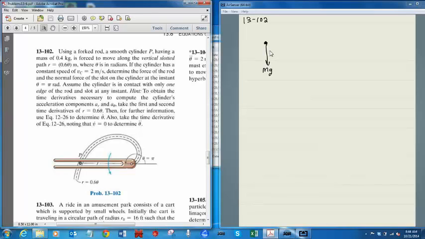The pink slot could be exerting a normal force. I don't know if it's up or down, so I'm just going to draw it straight up like this. We'll call that P for pink.